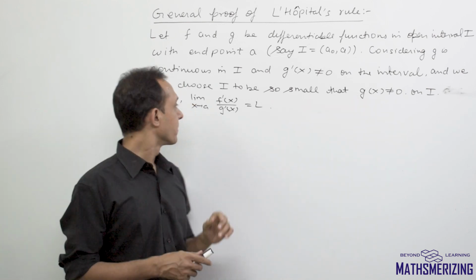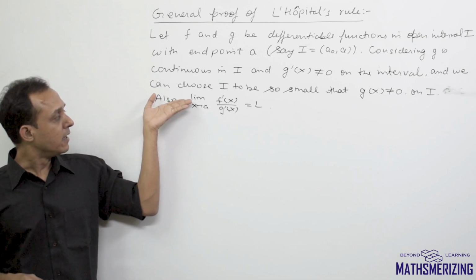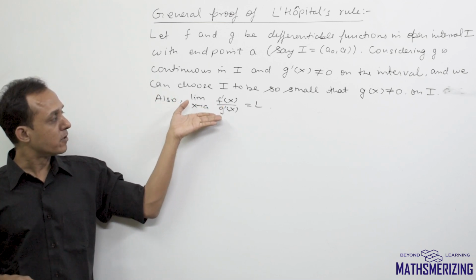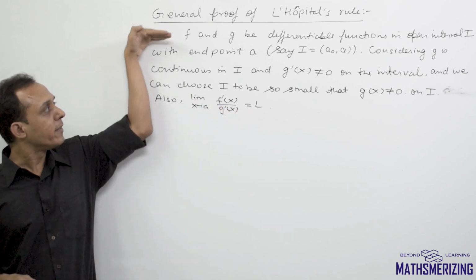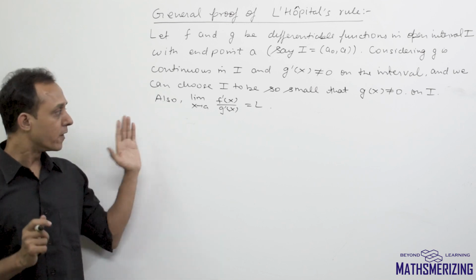And we can choose this I to be so small that in this interval, the value of g dash x is not equal to 0. And another general condition is, we'll assume that limit x tends to a, f dash x upon g dash x is equal to L. So all these are general conditions for L'Hopital's rule. So now we'll start with the proof of L'Hopital's rule.